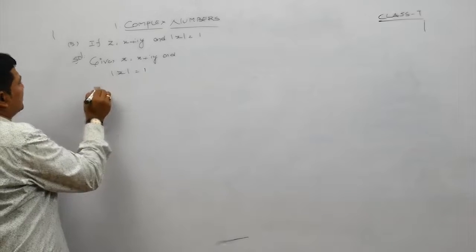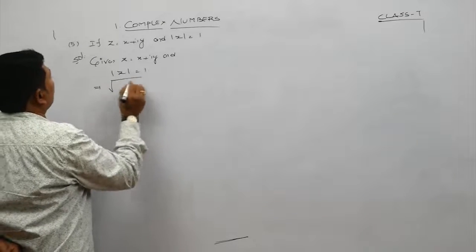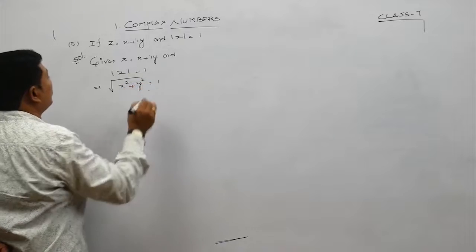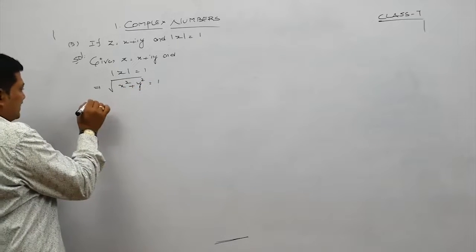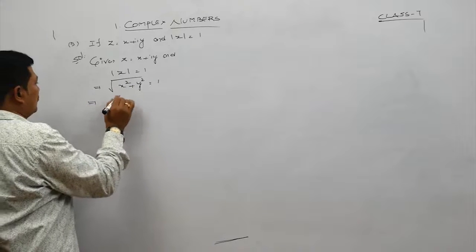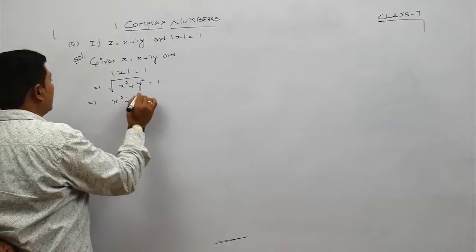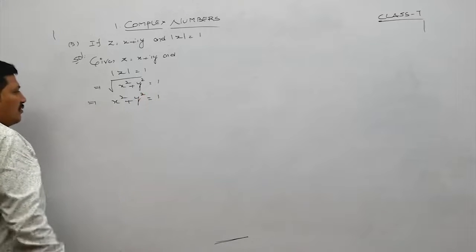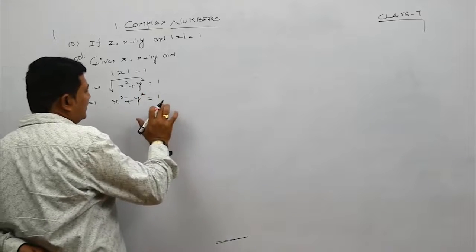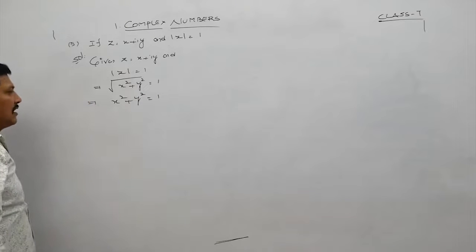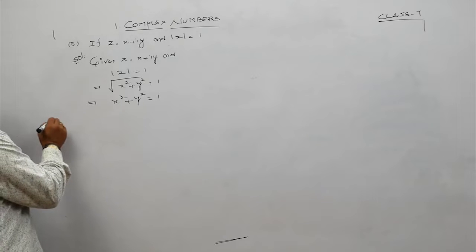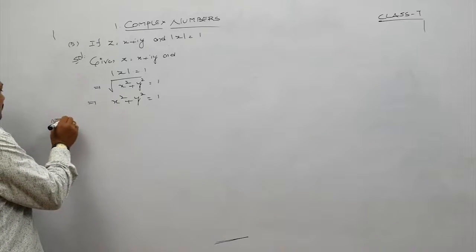Modulus of x plus iy is nothing but root of x square plus y square, that is equal to 1. Root of x square plus y square is equal to 1. Squaring on both sides, x square plus y square is equal to 1. So the locus is a circle with center (0, 0) and radius 1 unit. And here, as a part, I will explain to you.